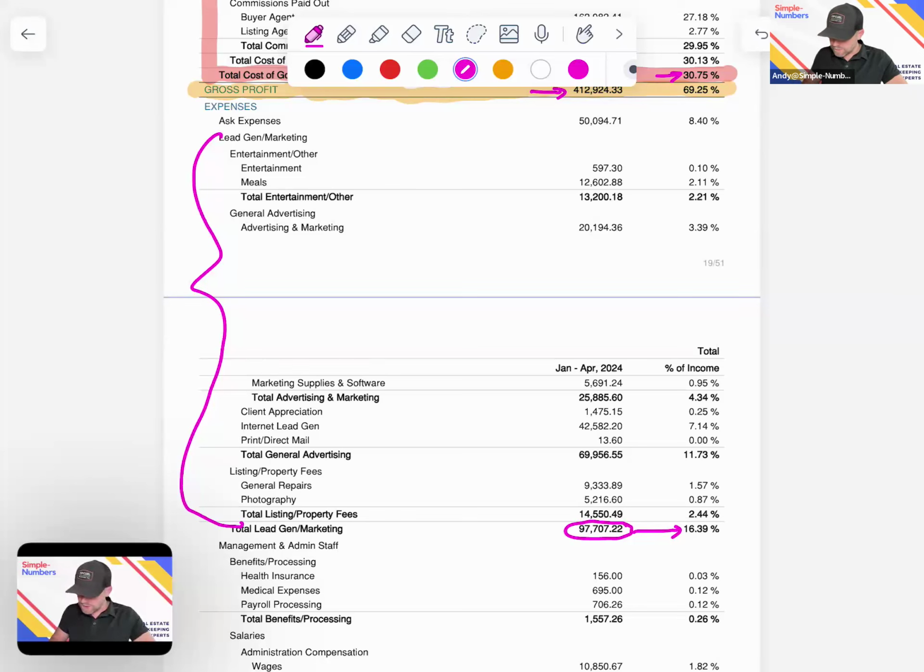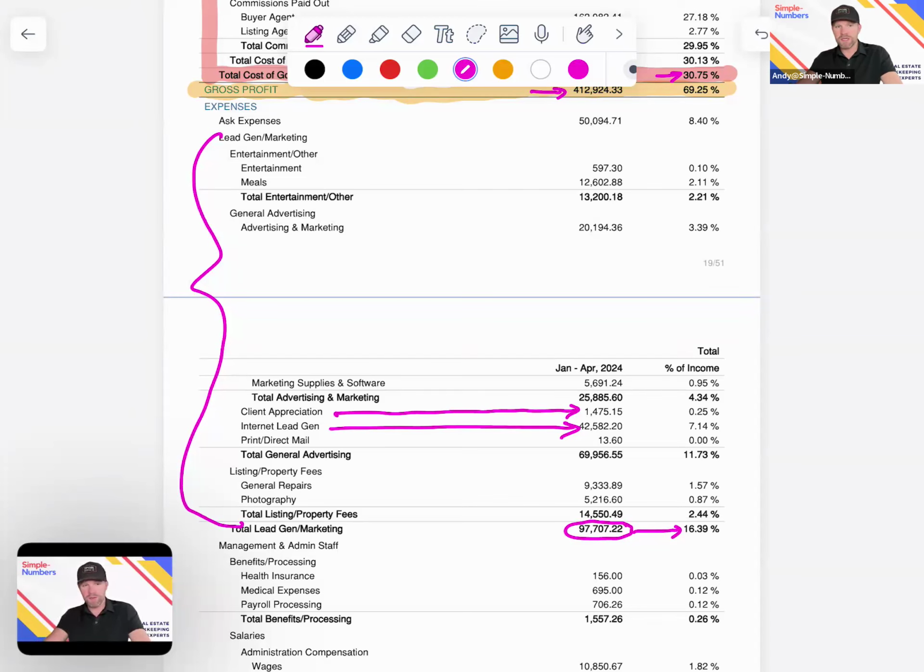And so let's look at the big one right off the bat. Internet lead gen, 42,000 or about 7%. It's a huge chunk. So my guess is he's probably spending money on leads, paid leads, not working the database. Look at this. Here's the client appreciation category. $1,500, 0.25 versus 7.14. So they're spending a ton of their budget on internet lead gen. My guess is there probably isn't a lot of great conversion going on.